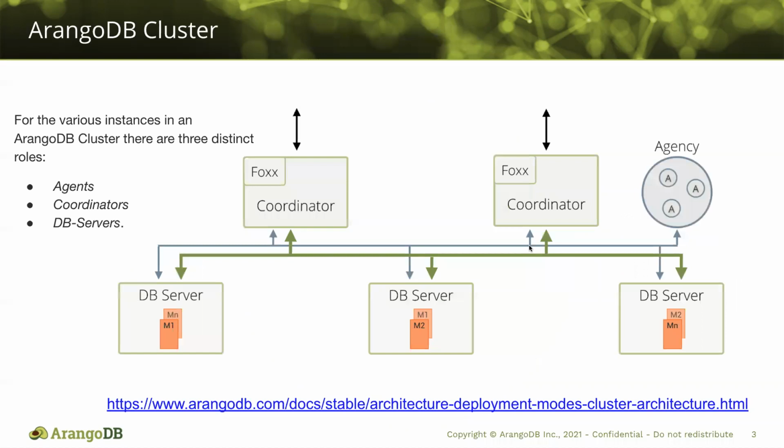So ArangoDB, how does it look internally? We don't have to go into too much detail, but just to give you a short overview. We have three different kinds of node types. First of all, there's the coordinator, which is in charge of receiving queries and then distributing them throughout the cluster. Then we have the DB servers, which are holding the actual data and doing the low-level query processing.